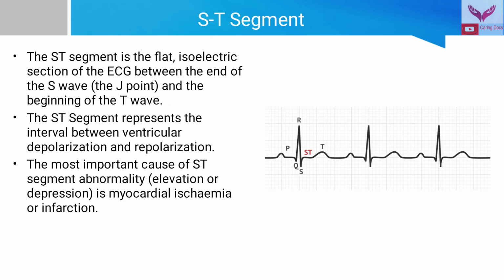ST segment. It is a flat isoelectric section of the ECG between the end of the S wave, that is the J point, and the beginning of the T wave. The ST segment represents the interval between ventricular depolarization and repolarization. The most important cause of ST segment abnormality, that is elevation or depression, is myocardial ischemia or infarction.